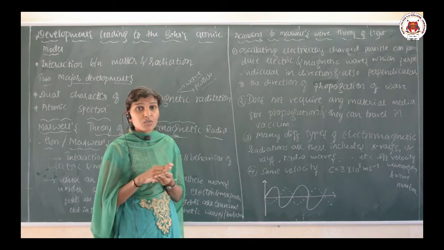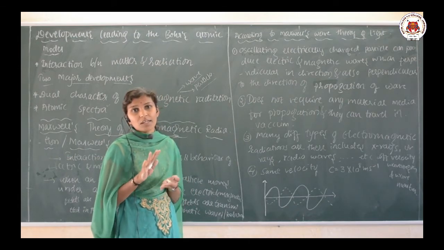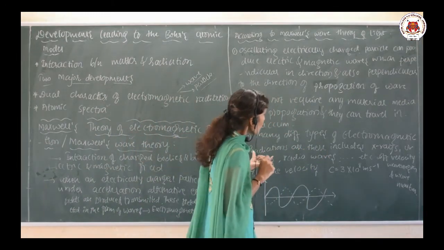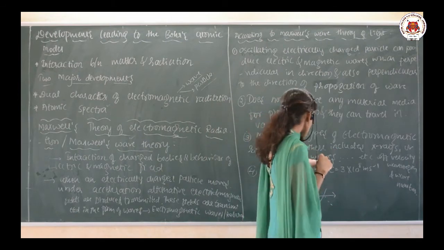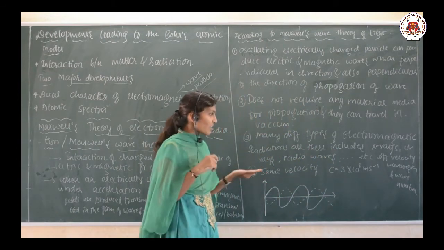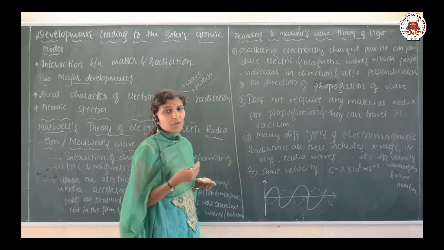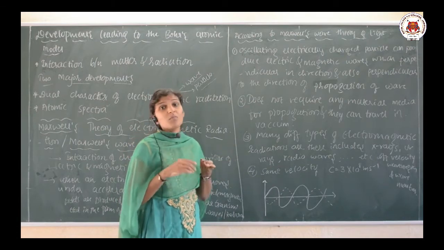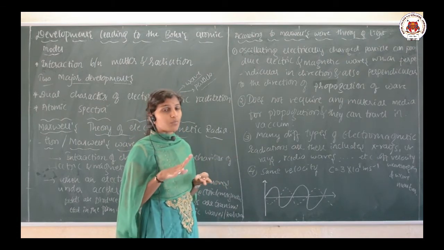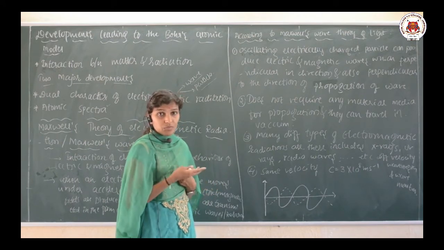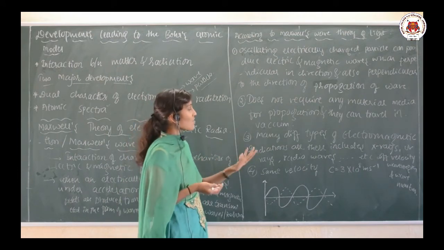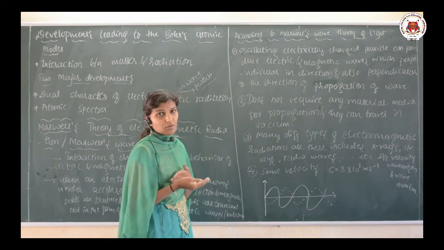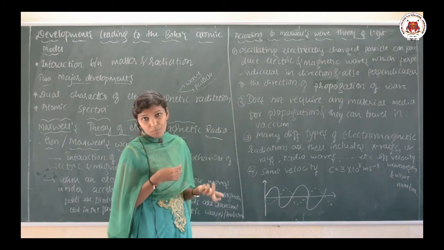Those do not need any material media. Clear? And next one is, there are many different types of electromagnetic radiations, which include X-rays, UV rays, gamma rays, radio waves, IR rays, etc. And all these electromagnetic radiations have different wave numbers, different wavelengths and different frequencies, so they have different properties or characteristics. Even though all of these are electromagnetic radiations, the properties like wavelength, frequency or wave number are different.